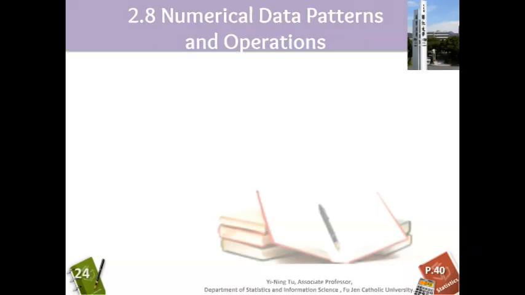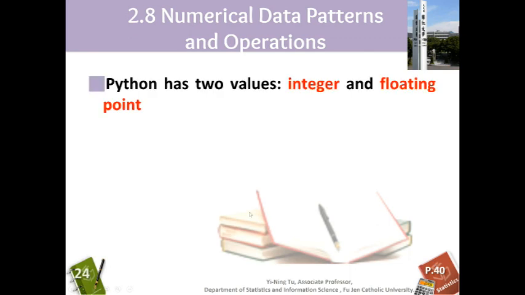Now we move on to the next part. We call that 2.8, numerical data patterns and operations. So Python has two values, integer and floating point, which we have already mentioned. Just like pi, because pi has a floating point, so it's a floating point value.